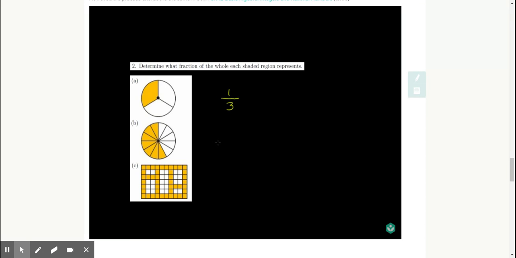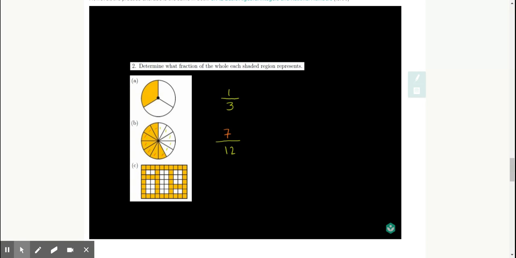The second one is how many sections do we have? And all the sections are equal sized. So we have 1, 2, 3, 4, 5, 6, 7, 8, 9, 10, 11, 12 sections. 12 sections. How many are shaded? 1, 2, 3, 4, 5, 6, 7. So it is 7/12. That's what this shaded region represents.